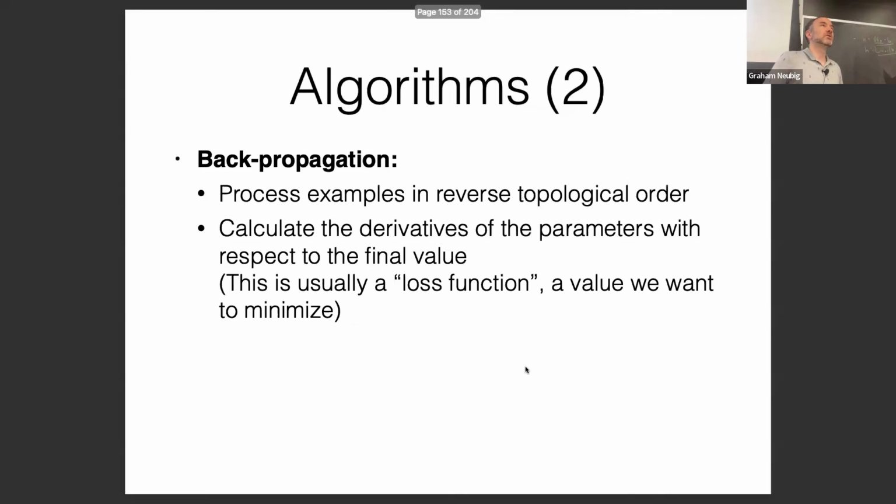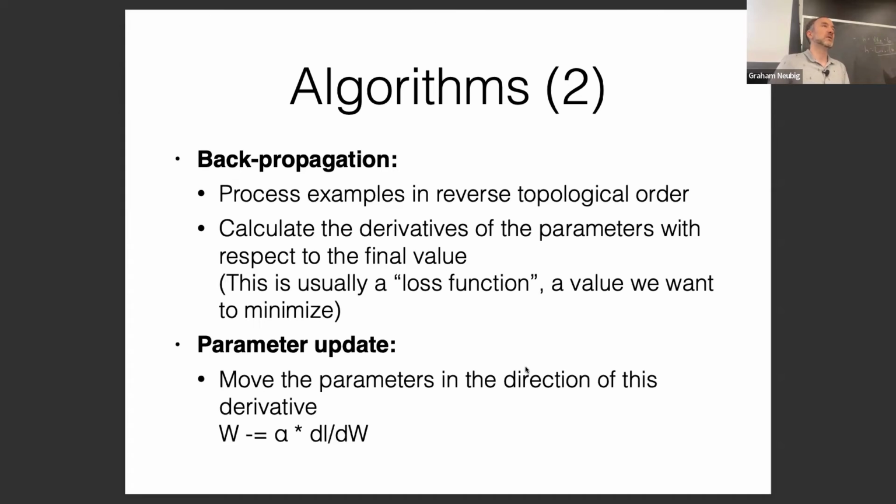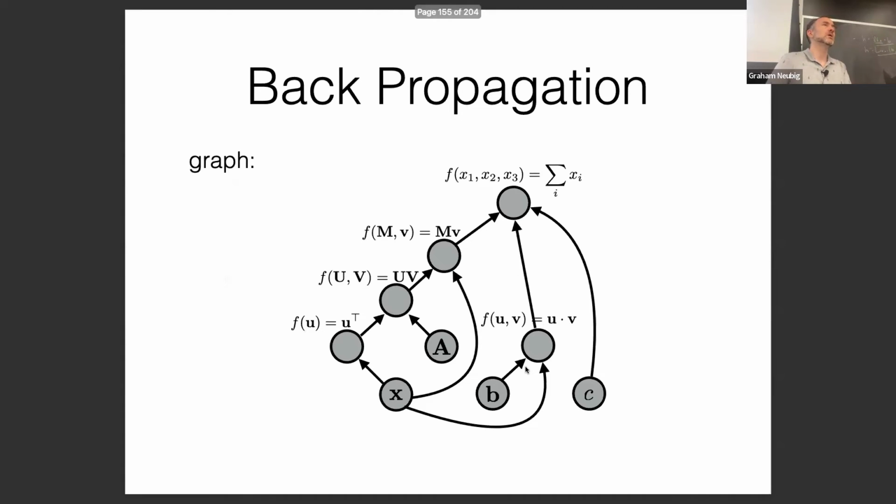Number two, we also have backpropagation, and backpropagation is a really important part of why we need to use computation graphs. We process examples in reverse topological order, which could just be the opposite order that we did the forward pass in, and we calculate the derivatives of the parameters with respect to the final value. Usually the final value is a loss function we want to optimize. So we'll usually have a single final value that we want to minimize, and then we do the parameter update. So for backpropagation, we start at the end. This is the final value, and then we move back in reverse topological order like this.